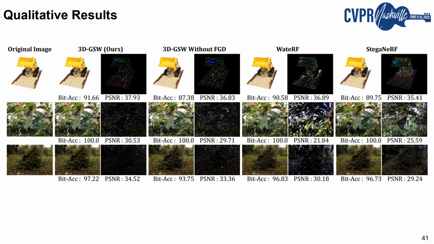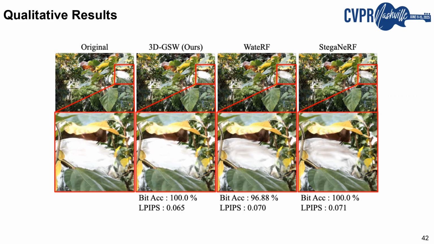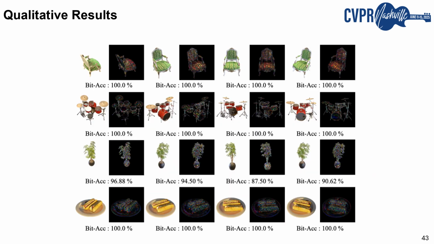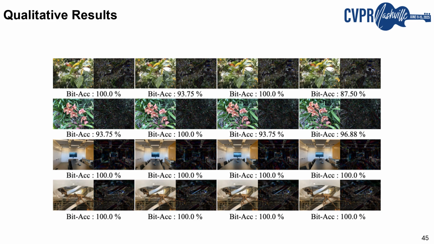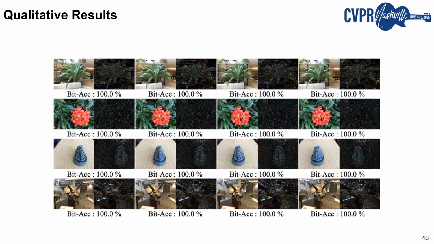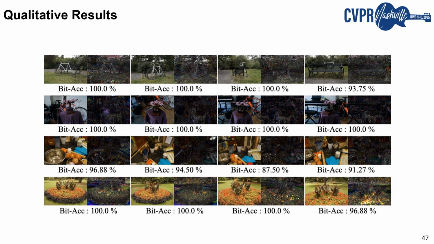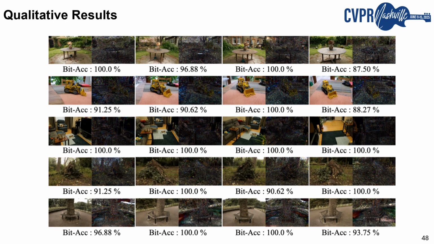Now, we show our qualitative results. We achieve high rendering quality compared to other methods. We achieve high rendering quality on the Blender datasets. We achieve high rendering quality on the LLFF datasets. We achieve high rendering quality on the MIP-NERF 360 datasets.